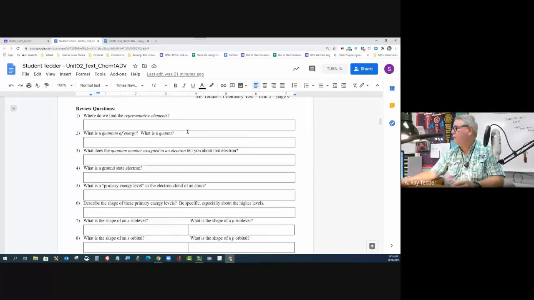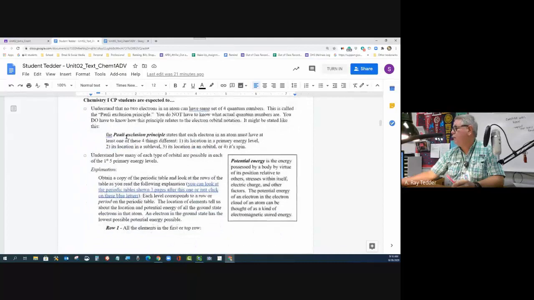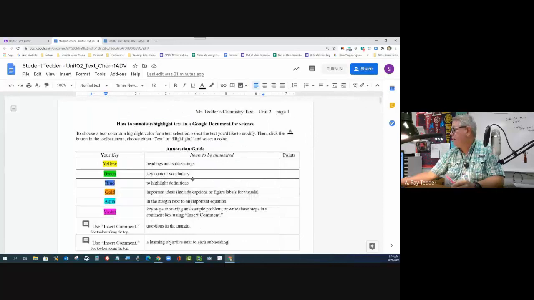Okay. All right. And so here I've defined for you what the Pauli exclusion principle is. Let's go back to our list of highlights up here. How are we supposed to highlight definitions? Well, it's right here. You highlight the definitions in blue. Let's go back down here and look at that.